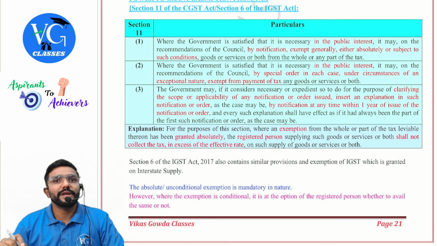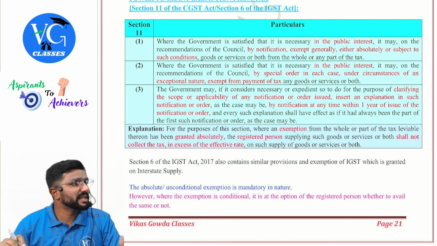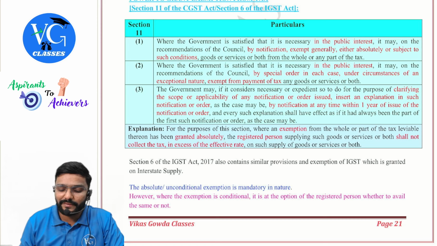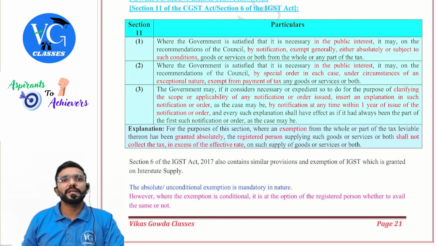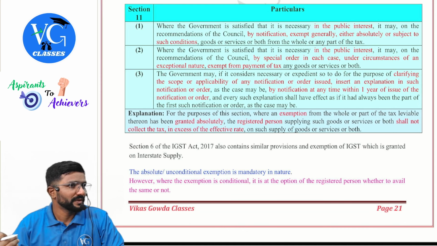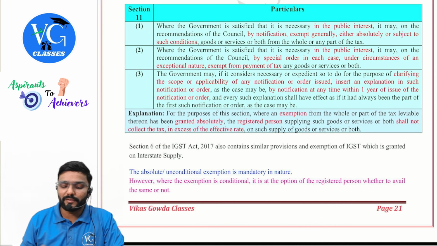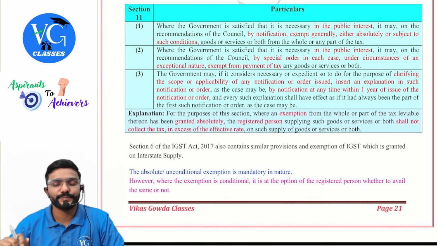Now, sir, when government wants to exempt anything generally, general exemption we call it, they will do it only by way of notification. They can also give some special exemption in exceptional cases. That exemption they will give only by way of special order. For that, the power is given in subsection 2, guys.